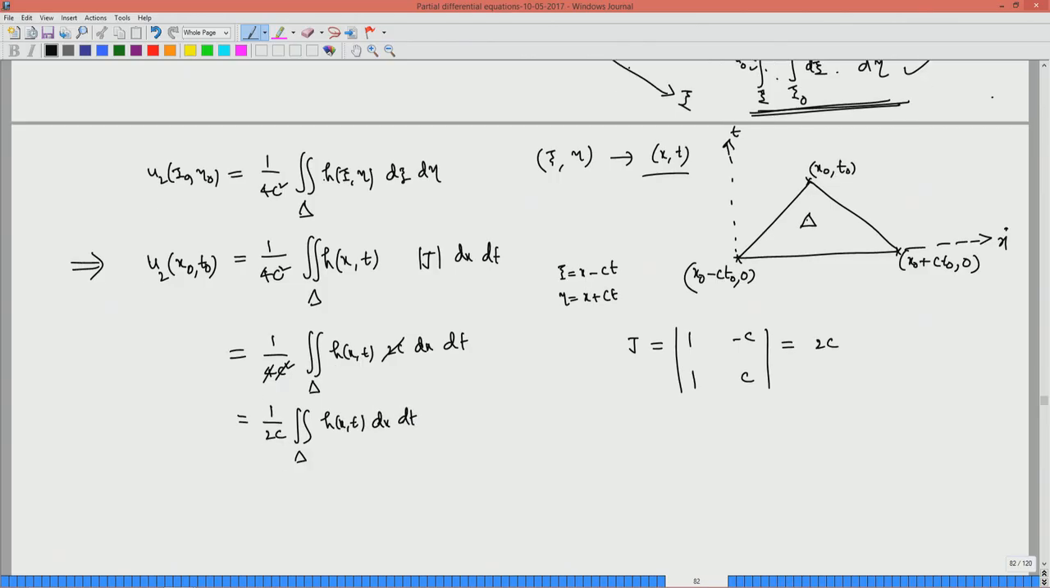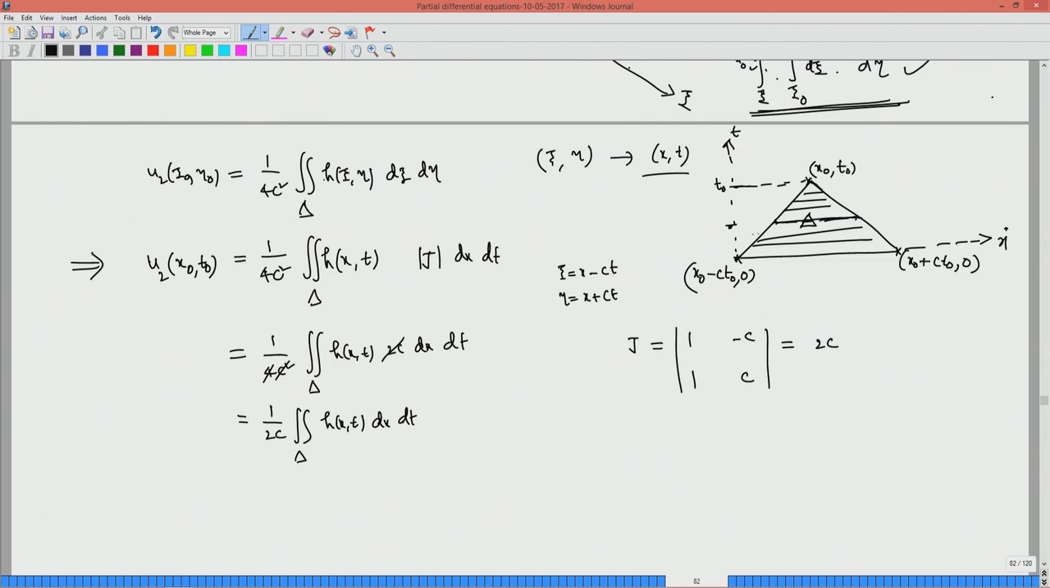If you want to do this, t is running from 0 to t naught. So, you fix your t, okay. Between 0 to t naught you fix your t, then your x should go from this point to this point. So, that means from this line to this line, okay. So, for every fixed point you just fill this domain, okay. So, for that you need an equation of this line.